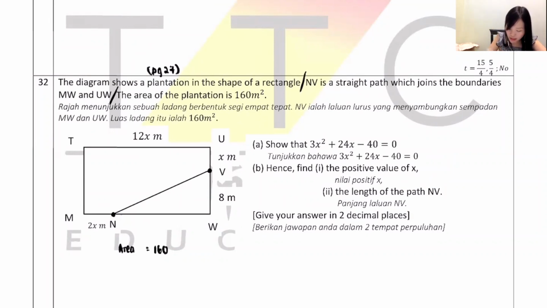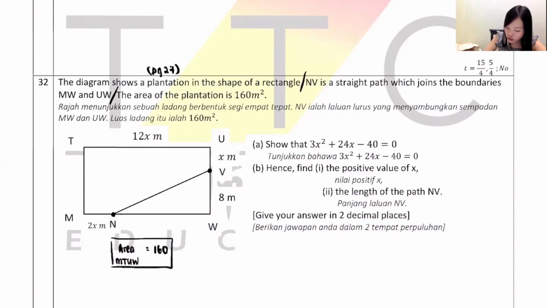Guys, they try to tell me the area is 160. Can anyone tell me which area they mean? Don't tell me plantation, I already read it. I mean, plantation is what shape? Very good, Charlie. The whole rectangle. Isn't it trying to tell me the area of the whole rectangle? For the whole rectangle, MTUW is 160. Okay, that's what they say.